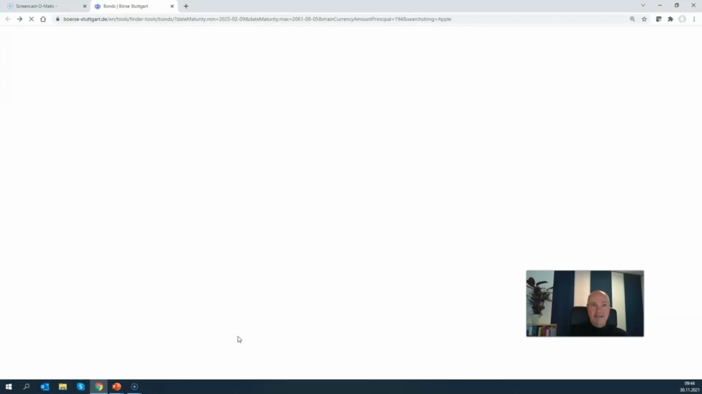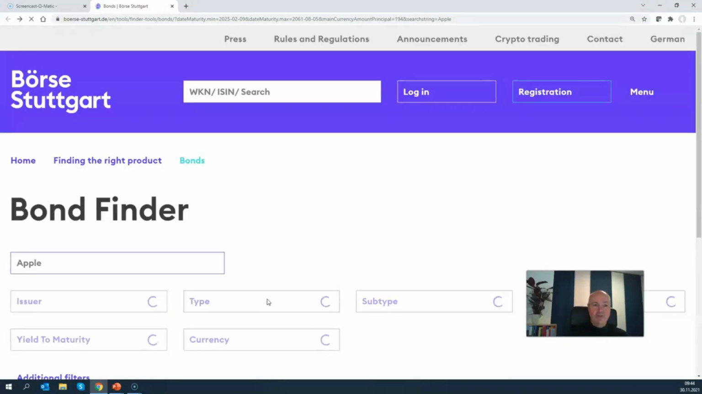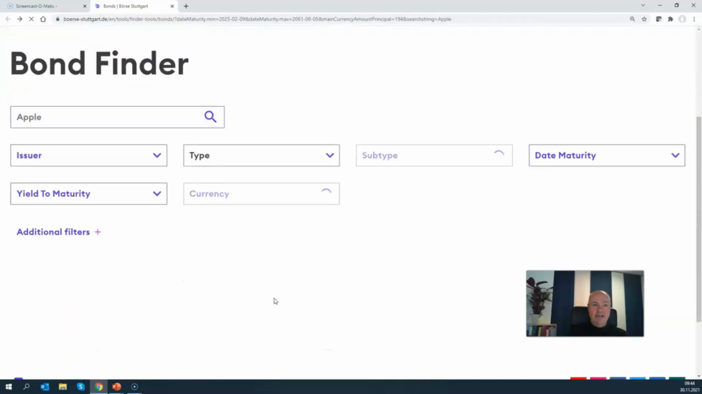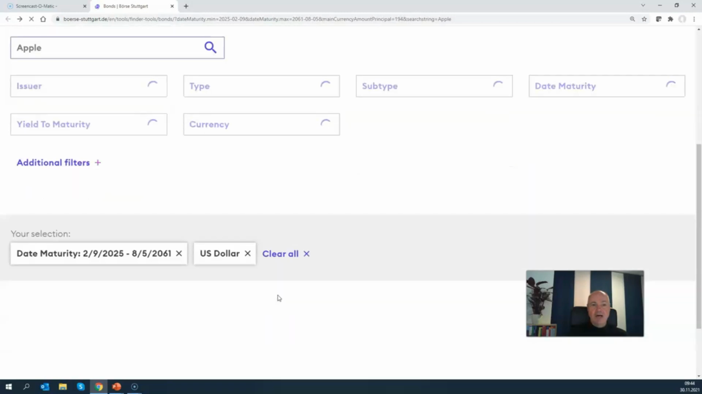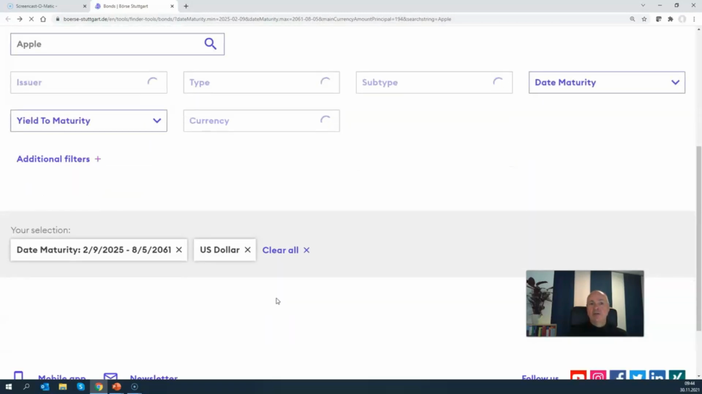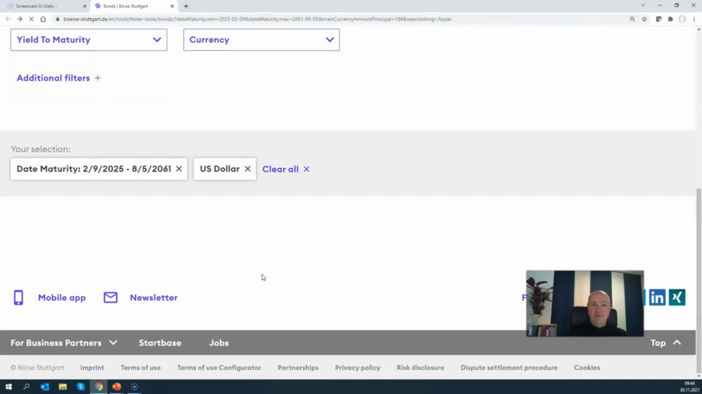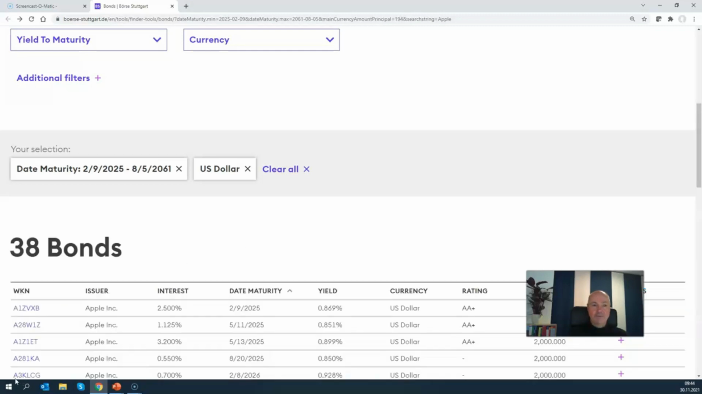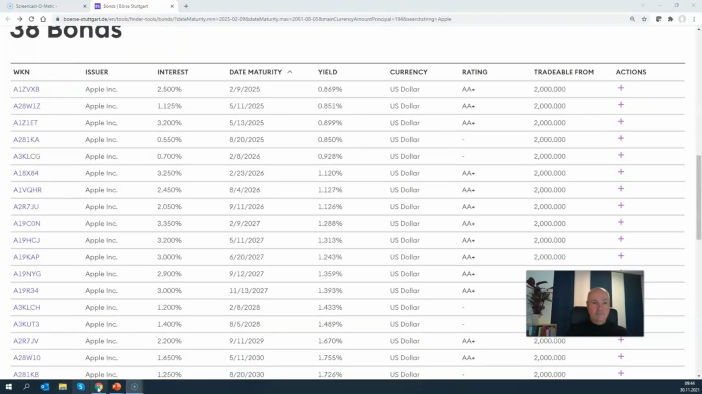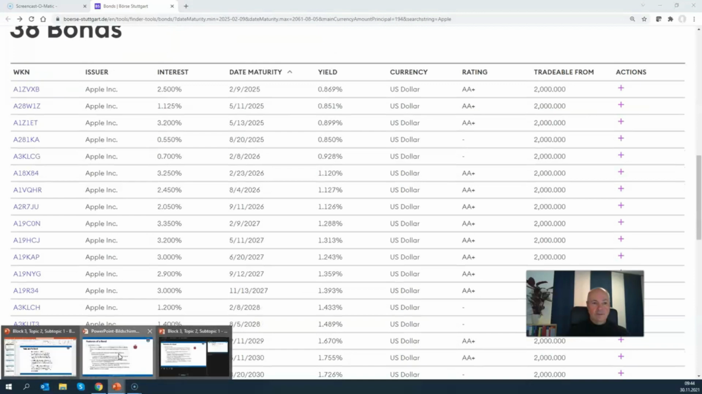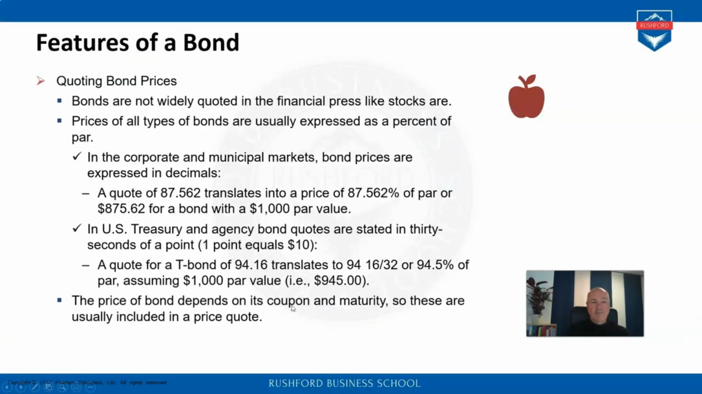Now, here we are back at the overview of the bond issues of Apple. As we've seen, Apple has approximately 38 bonds in US dollar. Apple also issued bonds in euro or British pound, but we will look at that later on. Good.